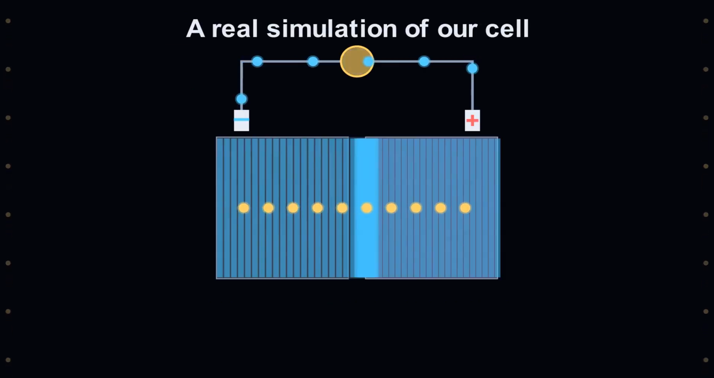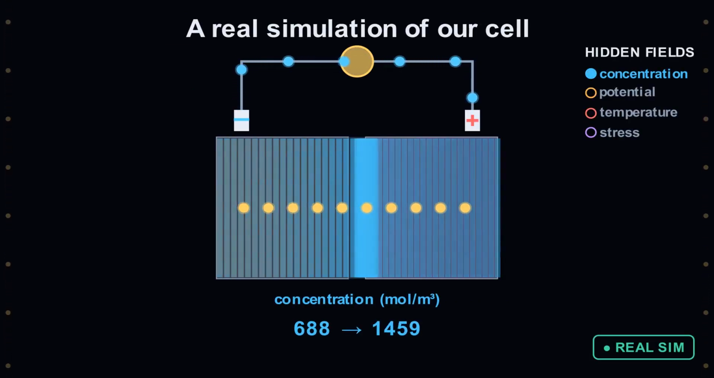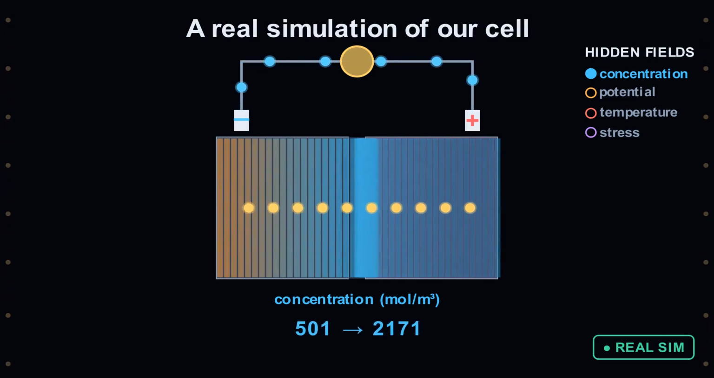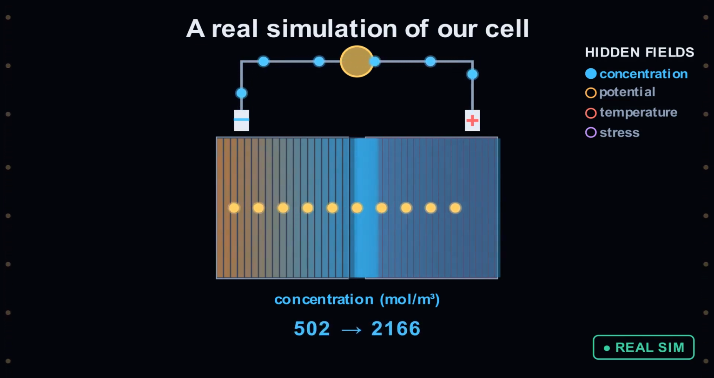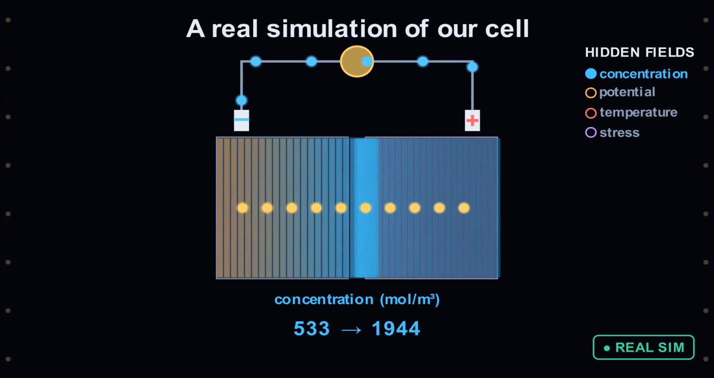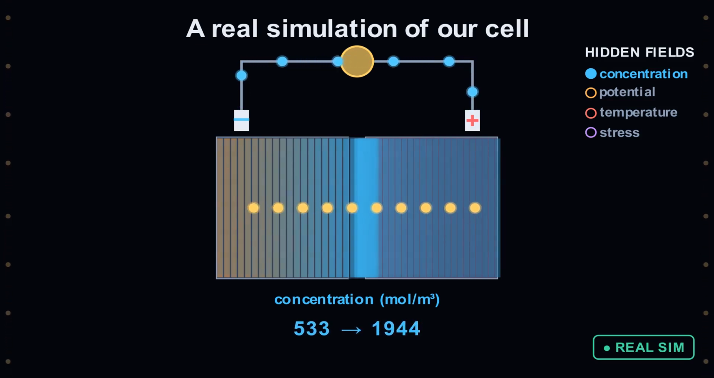Let's watch it happen in a real simulation of our cell. As it discharges, positive ions stream through the electrolyte, from the negative side to the positive side. And watch the electrolyte itself, because a hidden field appears. Where ions crowd in, the concentration climbs. Where they leave, it falls. In our simulation, it starts uniform at 1,000, then swings up past 2,000 on one side and down below 500 on the other. You could never see this in a real cell, but it is always there.